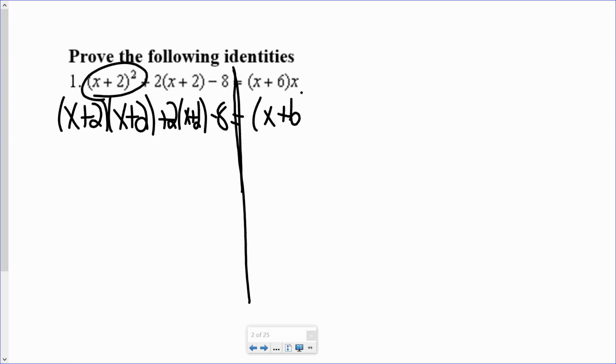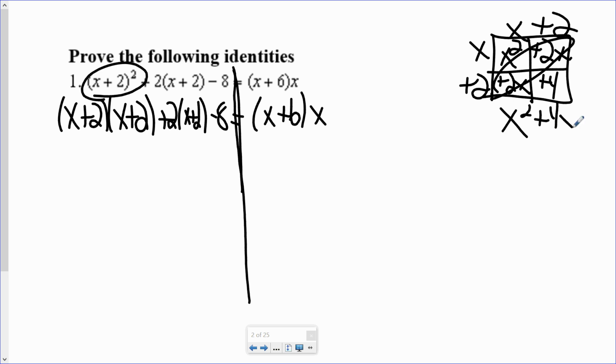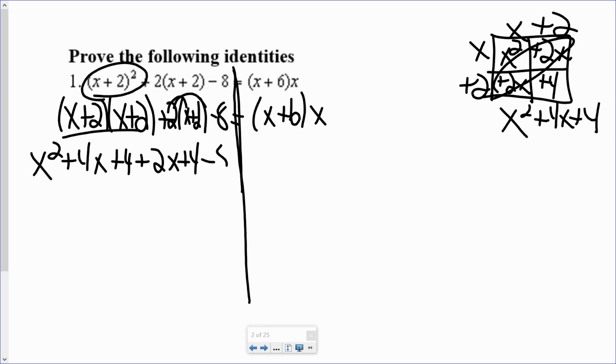And to multiply polynomials, I do my box method. So x plus 2, x plus 2: x squared plus 2x plus 2x plus 4. Combine like terms, I get x squared plus 4x plus 4. So I'm basically replacing this with x squared plus 4x plus 4. And then I can distribute that, plus 2x plus 4 minus 8. My right-hand side I can distribute to get rid of those parentheses.